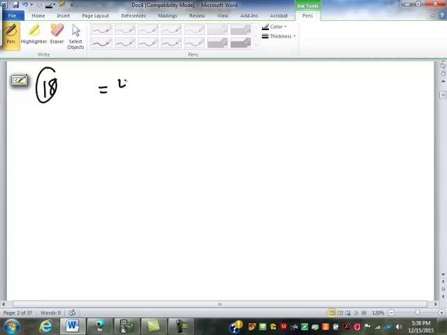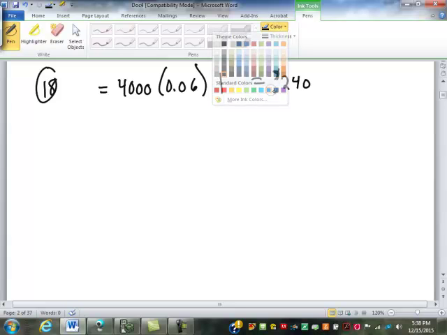So we need to find our interest. So at $4,000 at 6% for 1 year. What does that come out to be? $240? Correct? What did I do wrong?